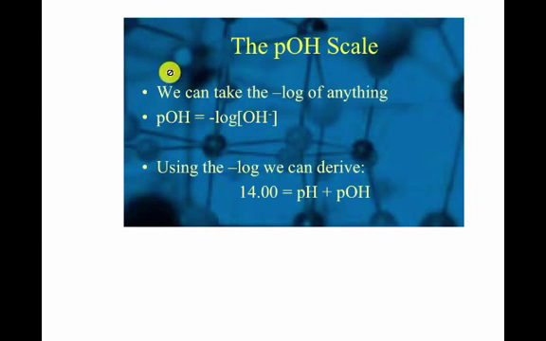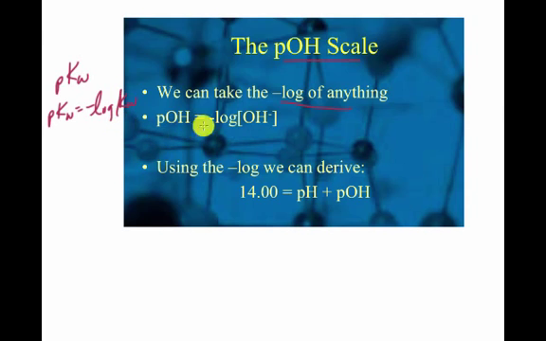So we have also another scale. We can take the negative log of just about anything we want. So we can have what's called a pOH scale. Just like we had a pH, we can have a pOH scale. We could also do a pKw, which would be the negative log of Kw. We're going to see that in just a little bit.